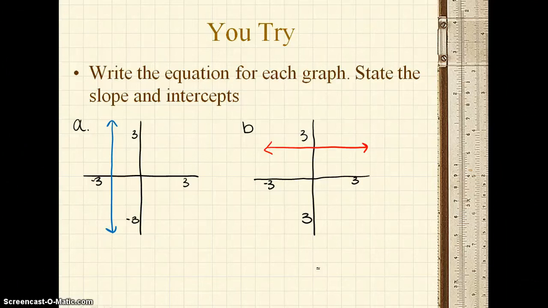So here are your two U-tries. It says write the equation for each graph and state the slope and the intercepts. So you have A and you have B. They're the blue and the red lines. I'm not going to give you any information. By looking at the graph, you should be able to figure it out. And make sure that if you're not understanding something, that you write the questions down so that you can ask them in class.